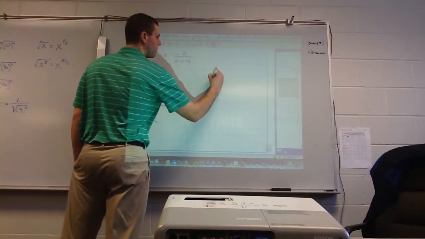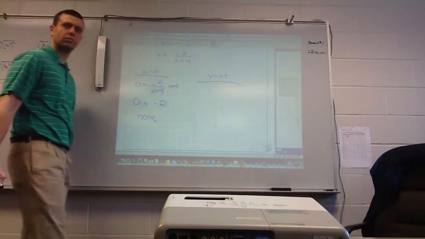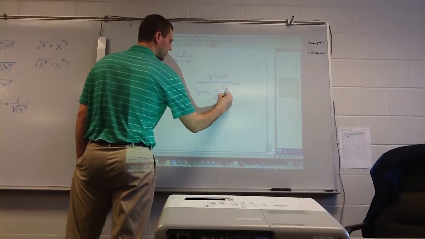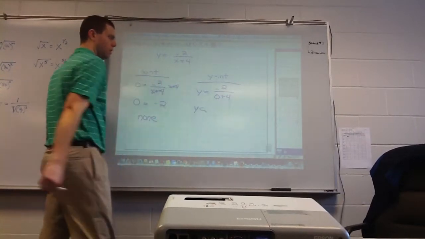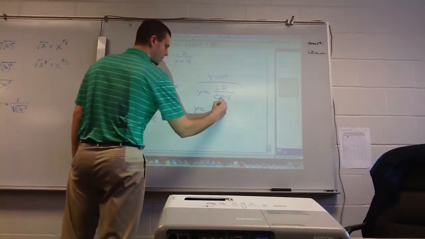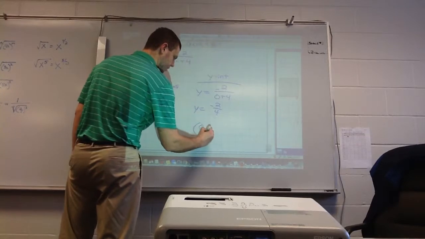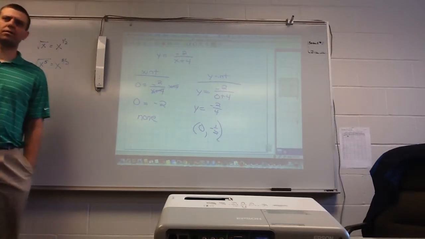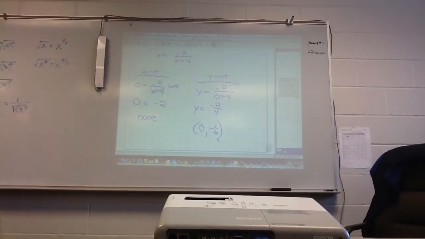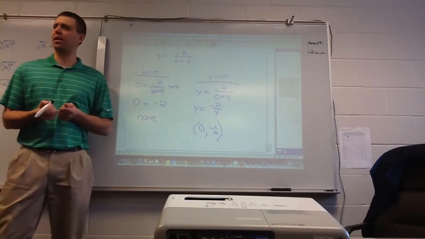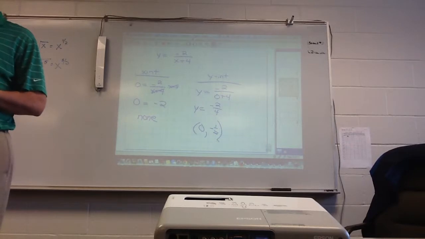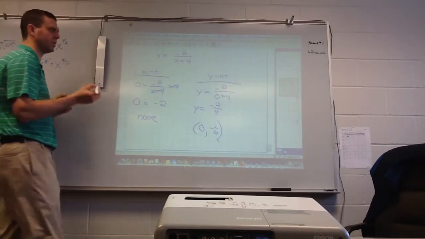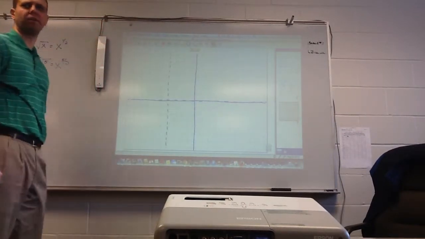How do we find the y-intercept? Plug in 0 for x. So y equals negative 2 over 0 plus 4. Negative 2 over 4. So that would be 0 comma negative 1/2, all right? So there's my y-intercept. So I have now found everything that I need: domain and range, x-intercept, y-intercept, vertical asymptote, horizontal asymptote. Now I'm probably ready to graph it.